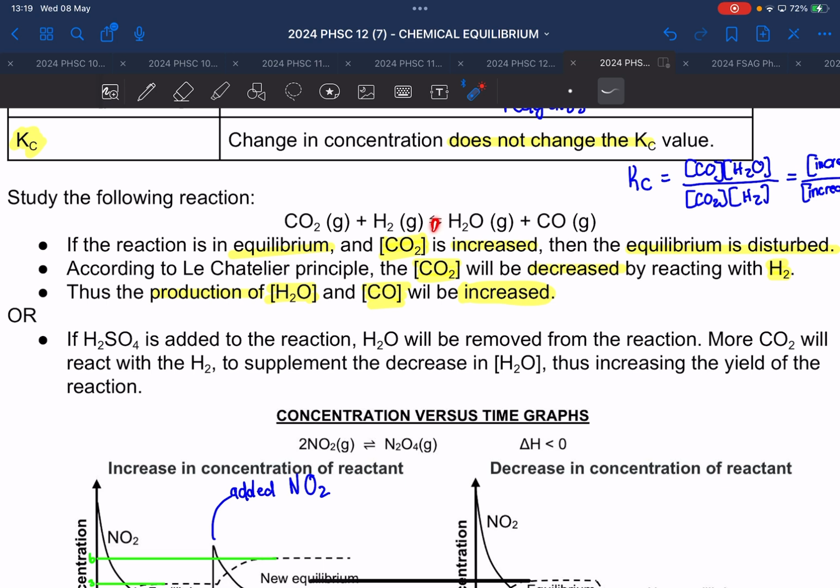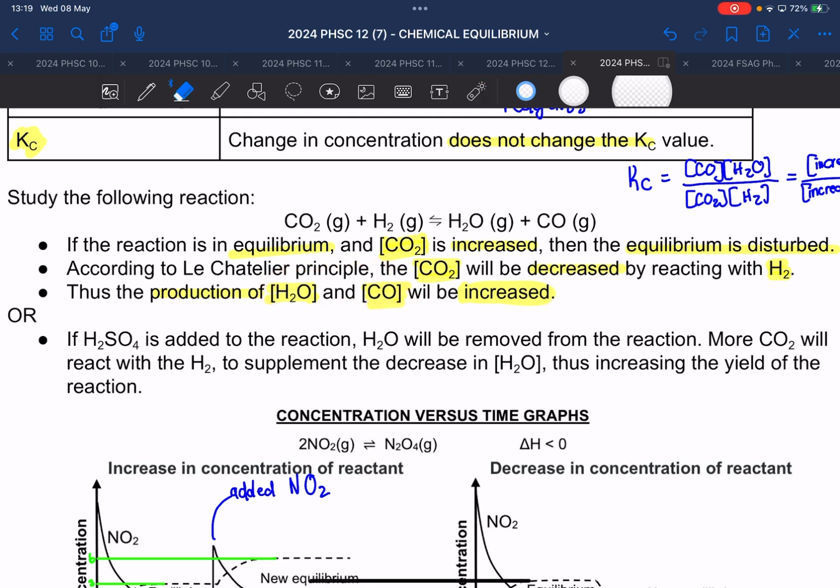So we increase the concentration of our reactants, so the system wants to decrease this concentration. How does it do that? By turning our reactants into more products. So the forward reaction is favored. So the concentration of our CO2 will then decrease by reacting with our hydrogen gas, so the production of our products is increased.